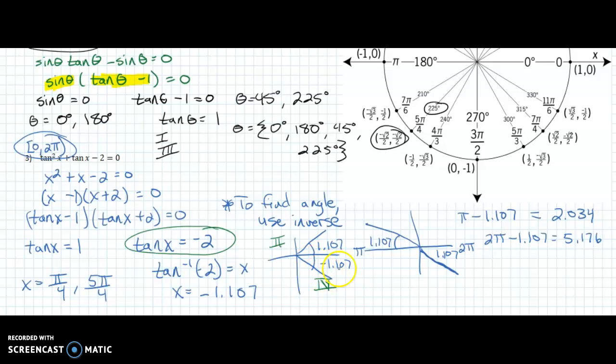So moving these angles is difficult to do. We've seen this before in different problems, so try to draw back on what you know with reference angles. And let's go ahead and write the final answers all together here. So the answers for x are pi over 4, 5 pi over 4, 2.034, and 5.176.